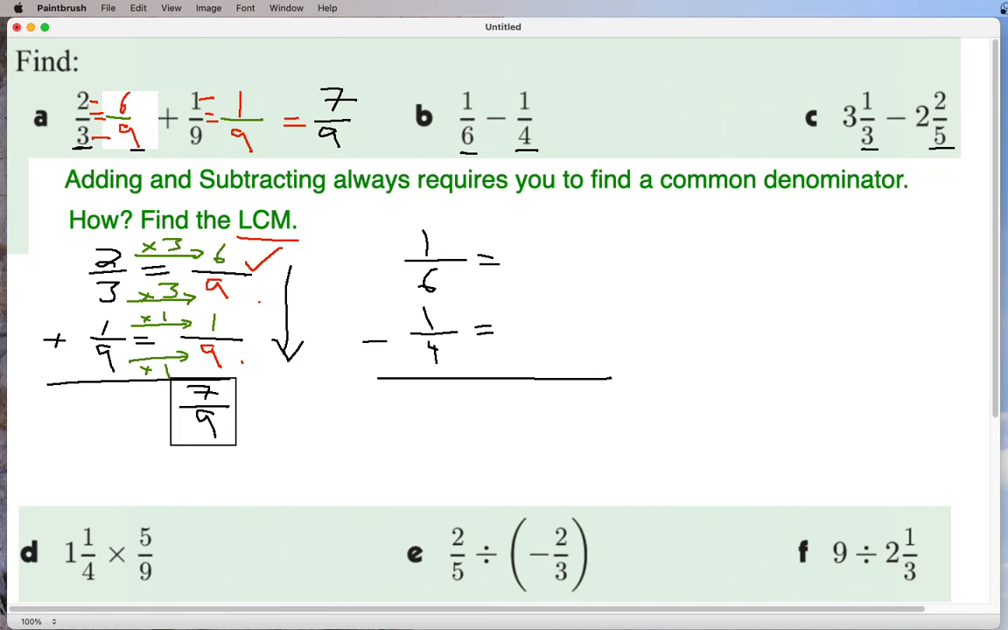And once again, what I need to do is find the common denominator. So I'm going to put a line here and a line here, and you have to find the lowest common multiple for 6. So if we go, and you can even do it here.